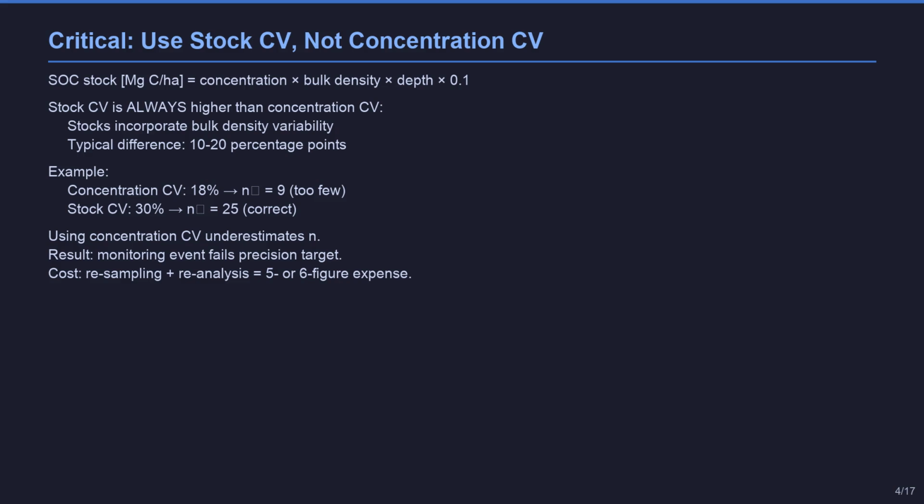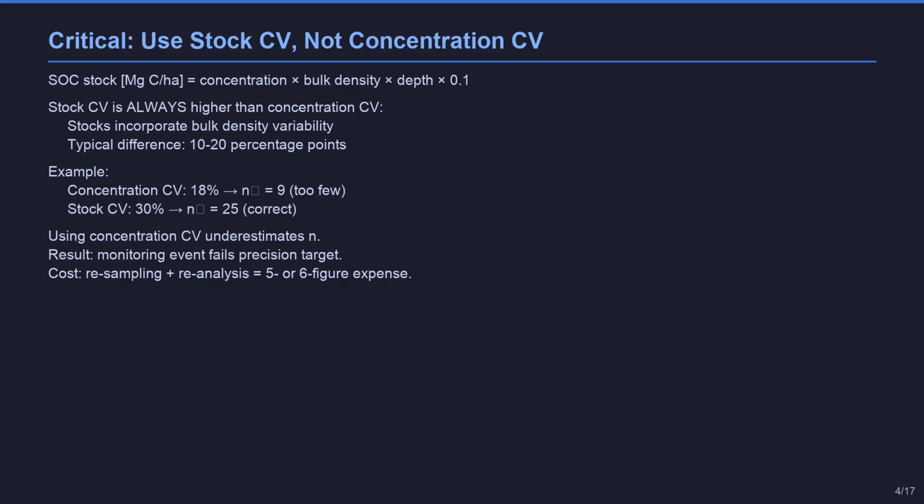Two things to get right before plugging into the formula. First, use the CV of SOC stocks, not SOC concentration. Stocks incorporate bulk density variability, so stock CV is always higher, typically 10 to 20 percentage points higher. This is not a minor technicality.